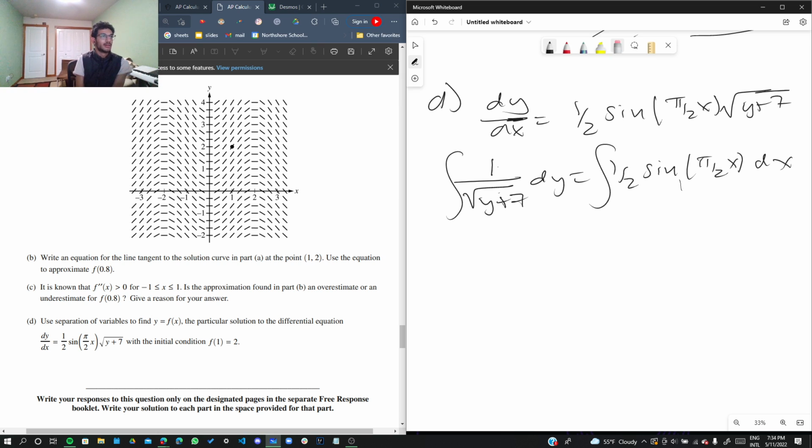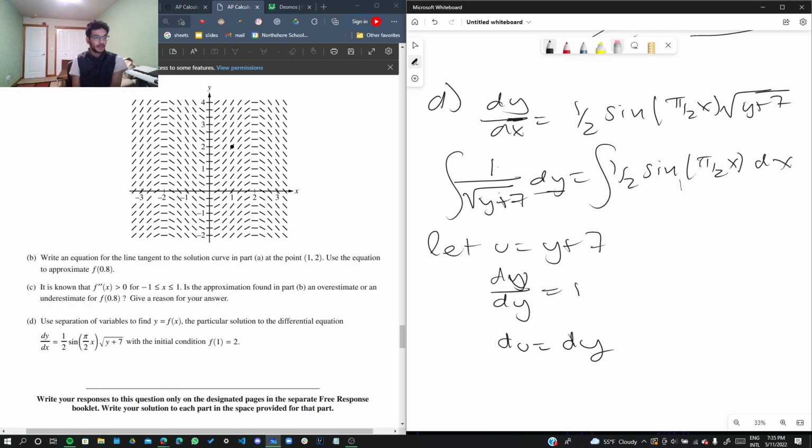So I'm going to say let u equal y plus 7, which means if I want something for dy, right? If I just take the derivative, so du with respect to dy, just take the derivative of both sides is equal to 1, and then derivative of constant is 0, right? So that means du, if you multiply both sides by dy, du is equal to dy. So then now we just have, I should say u is equal to y plus 7, right?